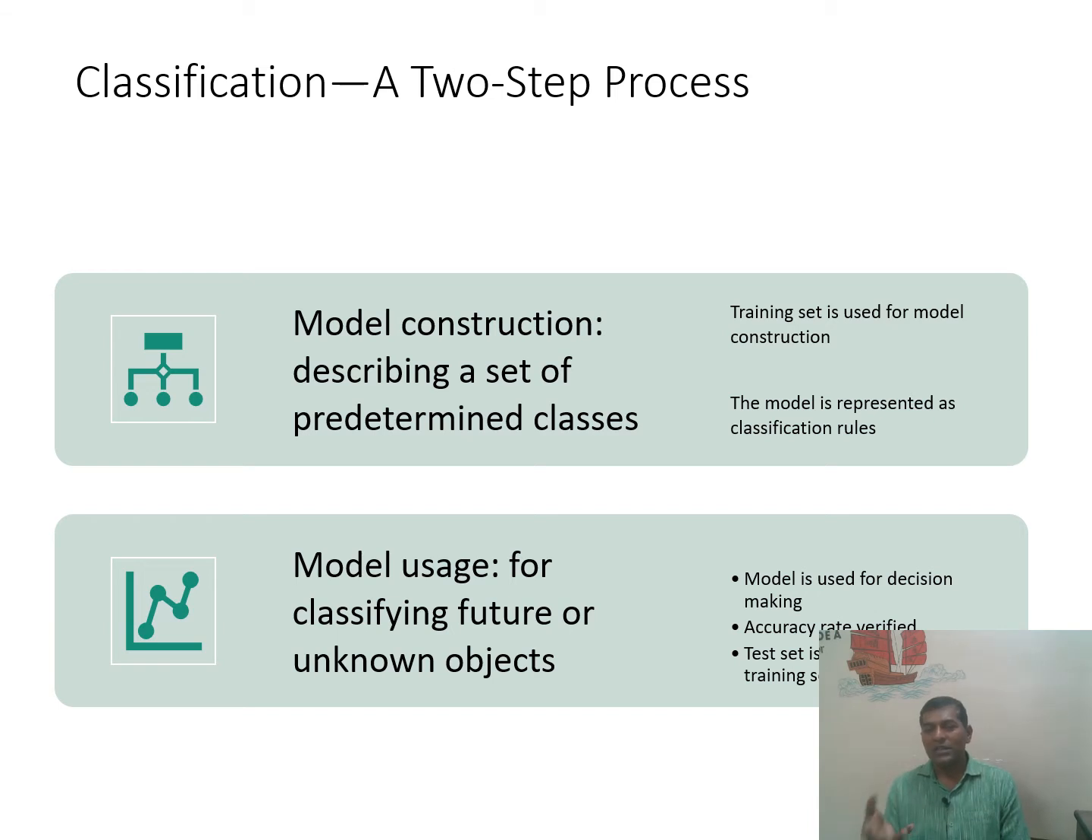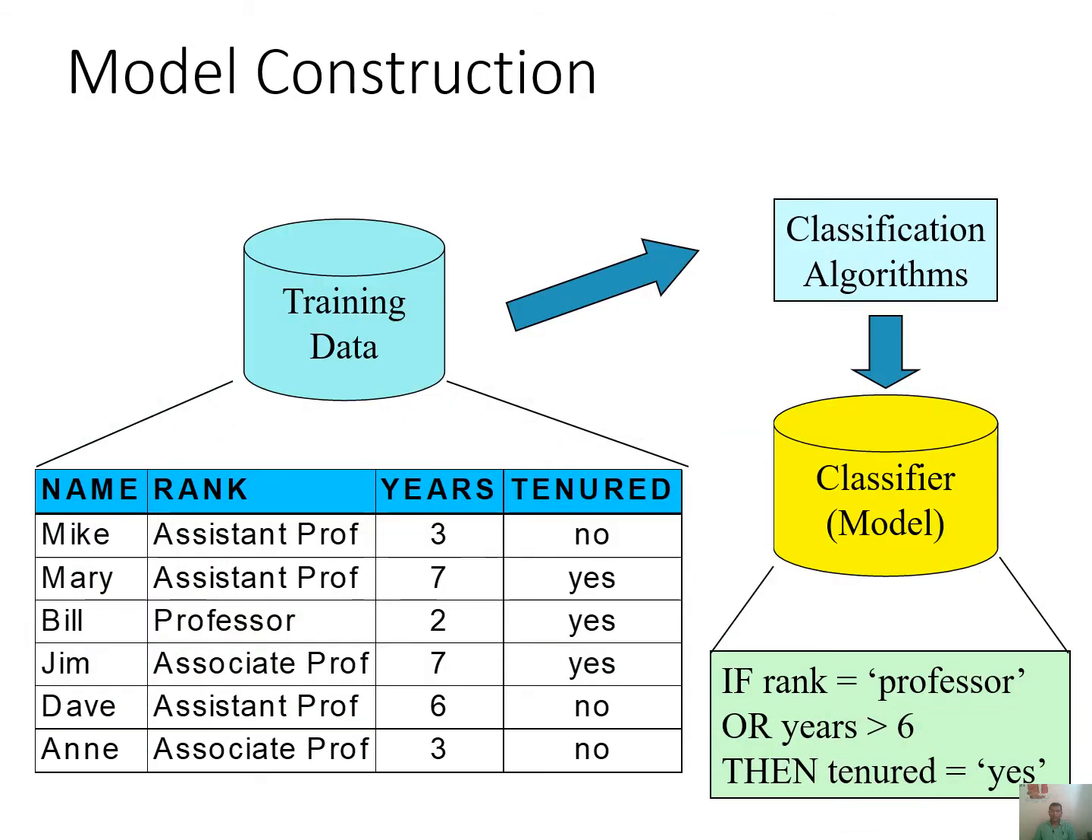That well-trained machine is able to classify. In the first stage, we construct a model. In the second stage, we use that model for classifying unknown objects. Once the model is available, it is able to classify the unknown object into a particular class. So in the second stage, we apply unknown objects or unknown entities to that model, and it will be able to classify them accordingly.